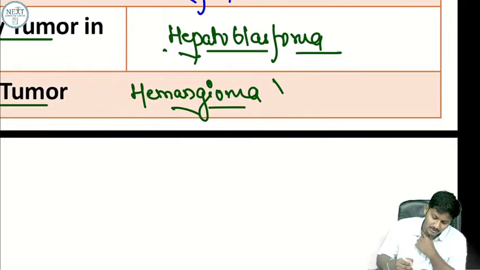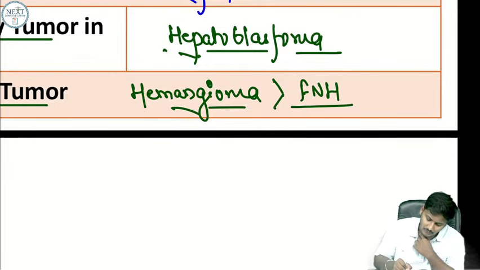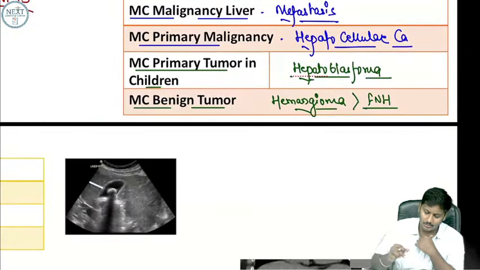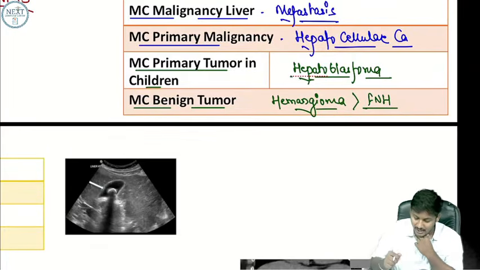Followed by that, definitely, another one. So hemangioma is the commonest one. Followed by that, the next one is going to be FNH, that is focal nodular hyperplasia.